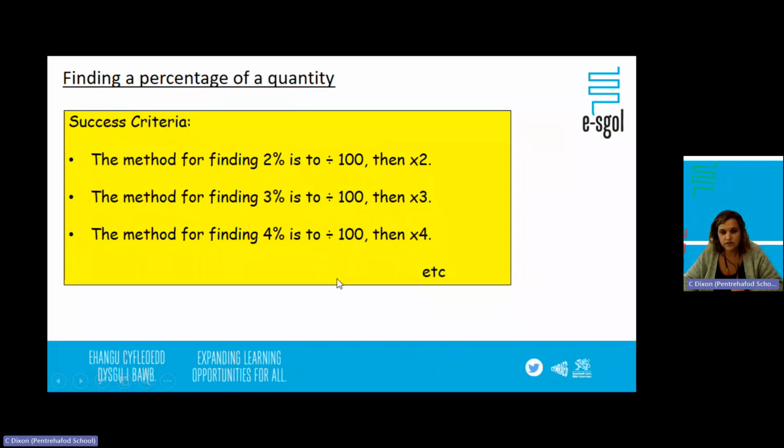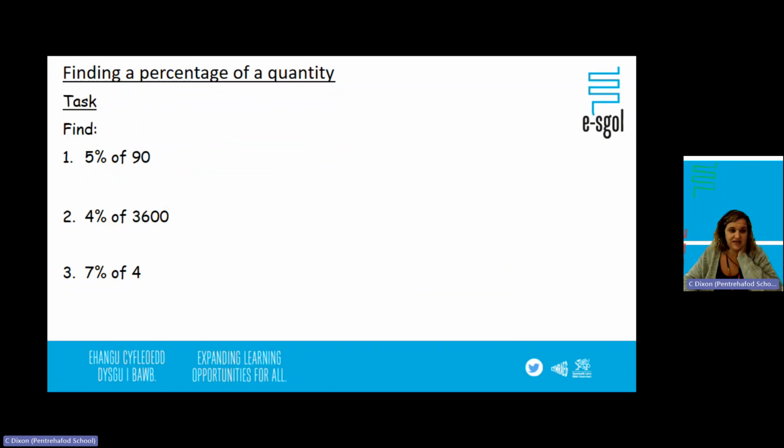Okay, so use those rules again, write them down if you need to, pause if you need to, get those rules written down, and then you can use them then to answer the task questions on the next slide. Okay, so there's 3 questions there for you to try. Pause the video and have a go.